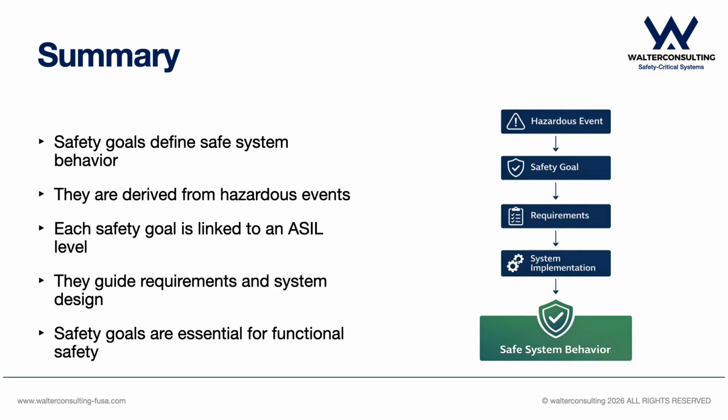Let's summarize the key points. Safety goals define how a system must behave in order to remain safe. They are derived from hazardous events identified during HARA. Each safety goal is linked to an ASIL level, which defines the required safety rigor. These goals are then translated into requirements and guide system design and implementation. And this is why safety goals are a fundamental element of functional safety.